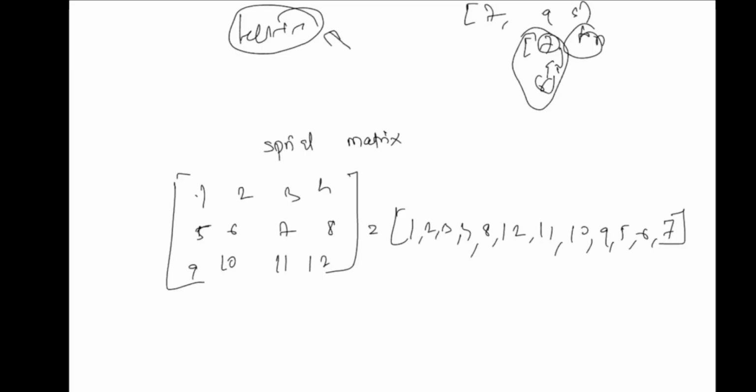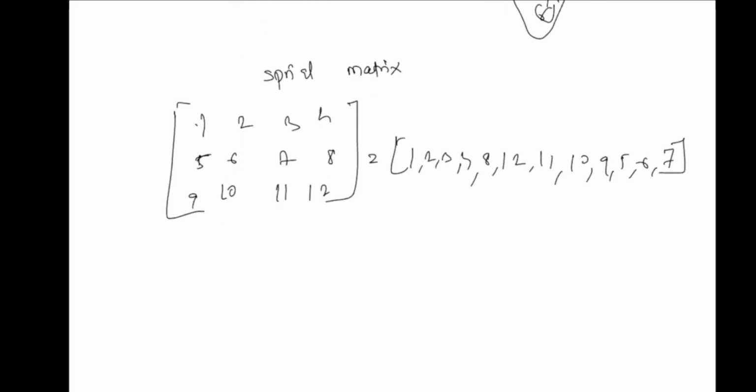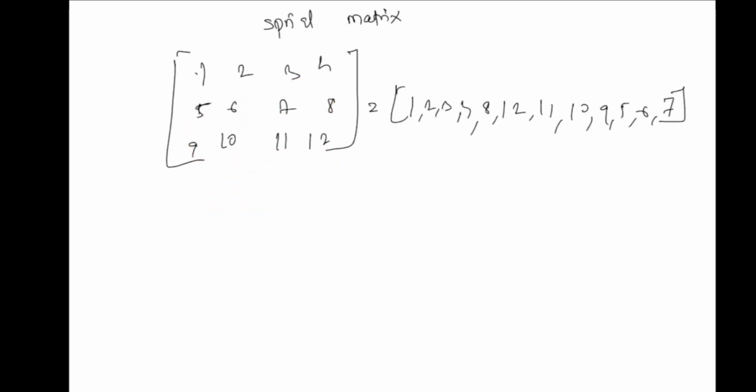So let's move to solving the spiral matrix. So this is my spiral matrix. For example, this is 1, 2, 3, 4, then 8, 12, then 11, 10, 9, 5, 6, 7. So this is what I want to be printed out.